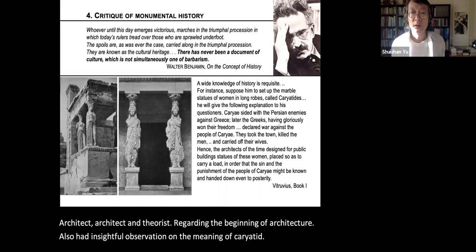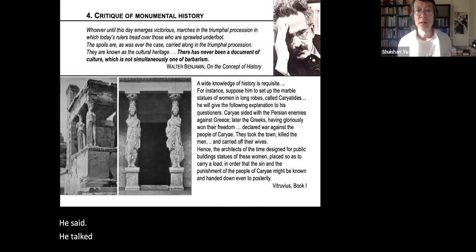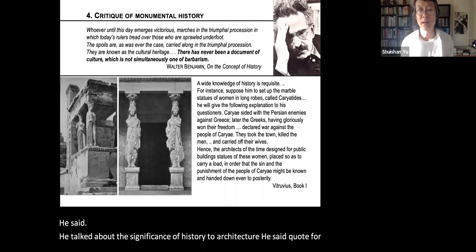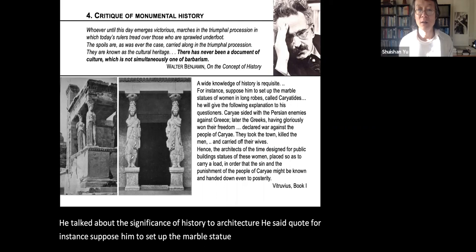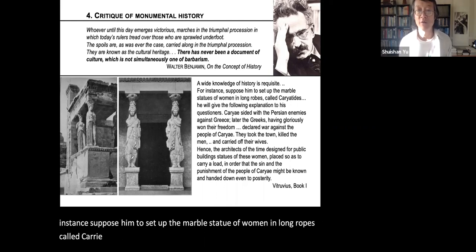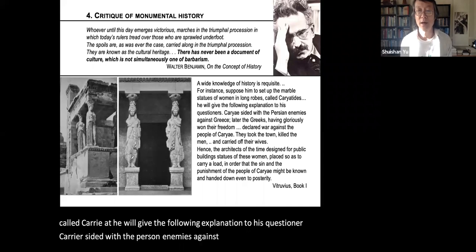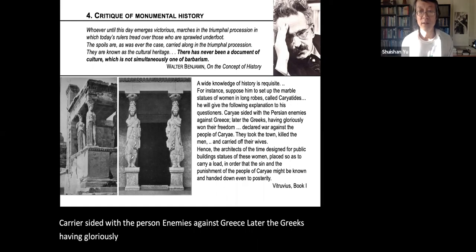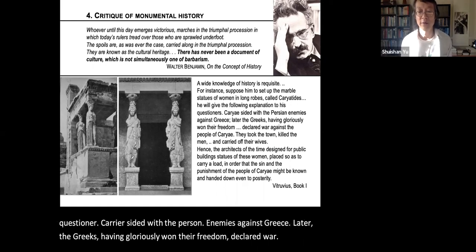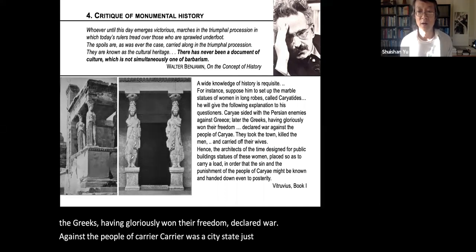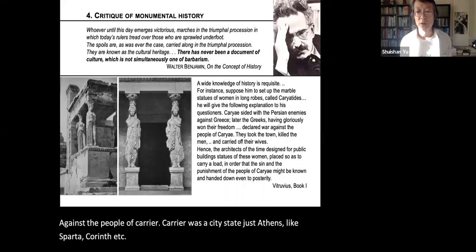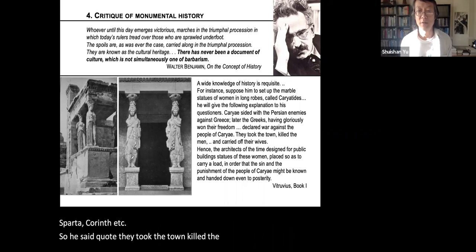He talked about the significance of history to architecture. He said, quote, for instance, suppose him to set up the marble statue of women in long robes called caryatids. He will give the following explanation to his questioner. Caria sided with the Persian enemies against Greece. Later, the Greeks, having gloriously won their freedom, declared war against the people of Caria. Caria was a city-state, just like Athens, like Sparta, Corinth, etc. So he said, quote, they took the town, killed the men, and carried off their wives.